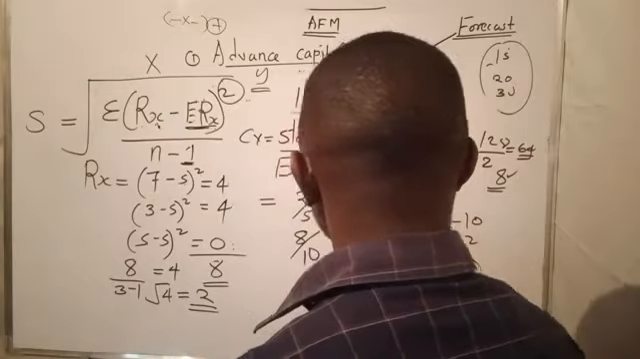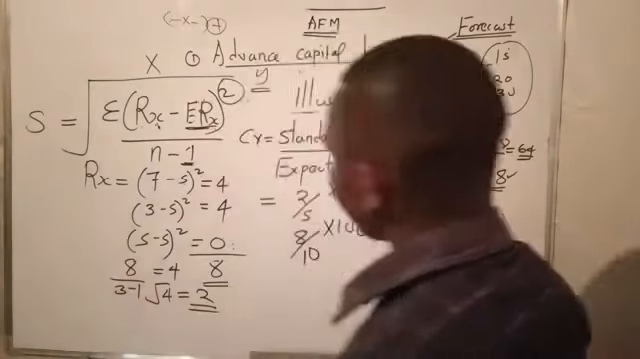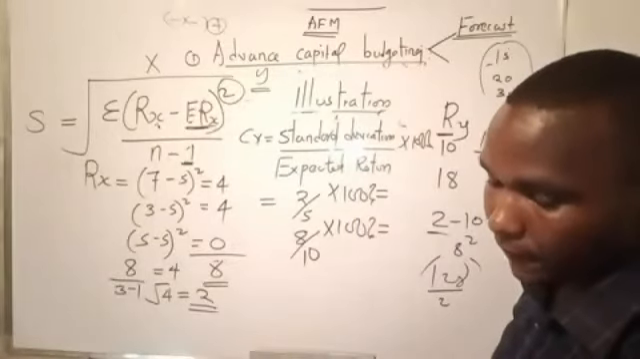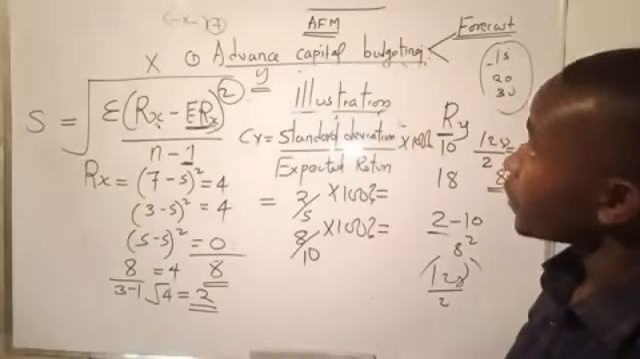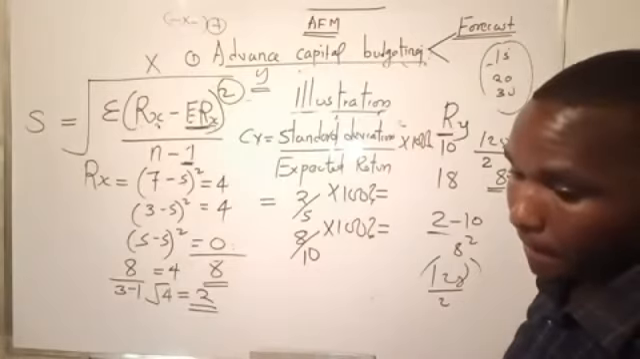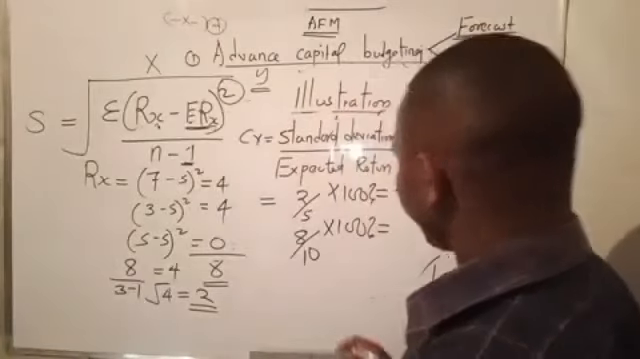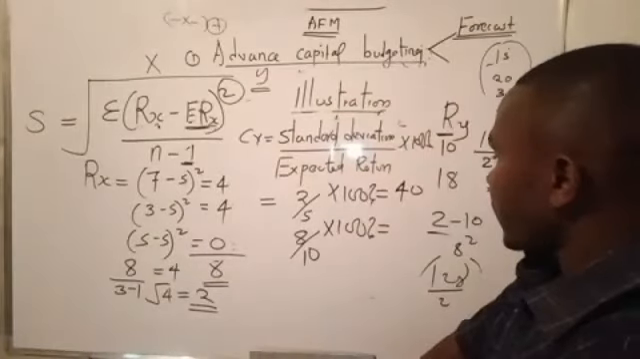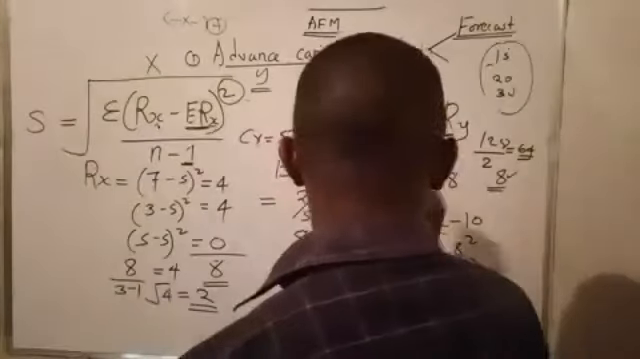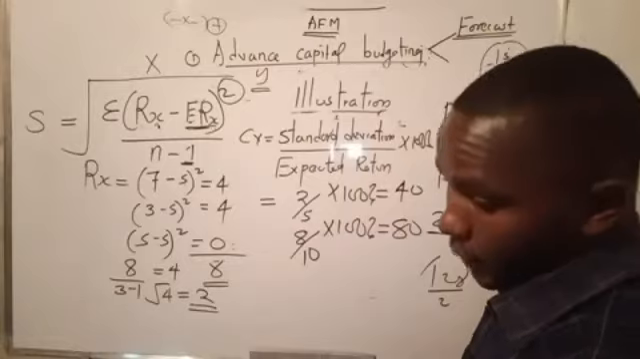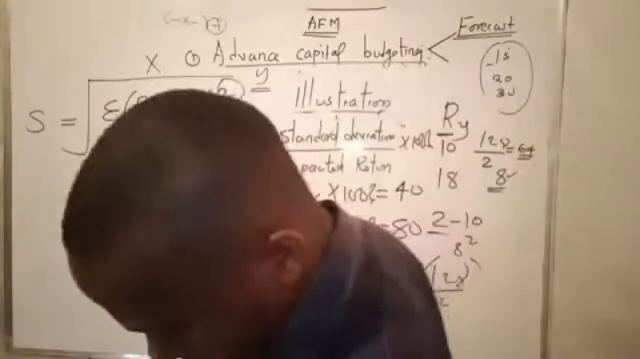How much are we getting? How much in the first one? The first one is 40. This one is 80. That's how you compute the coefficient of variation.